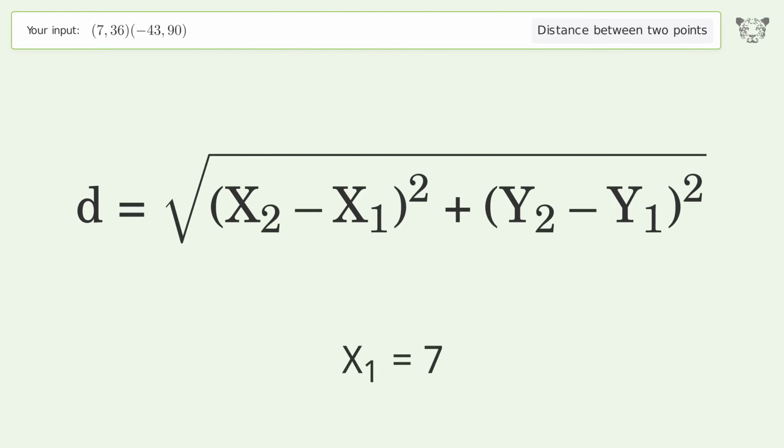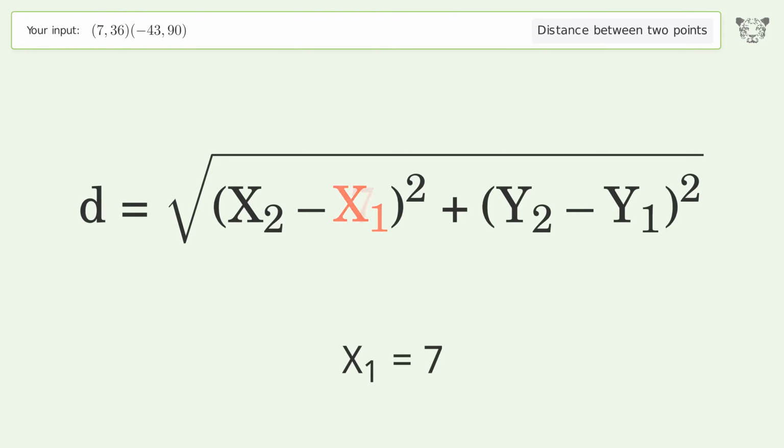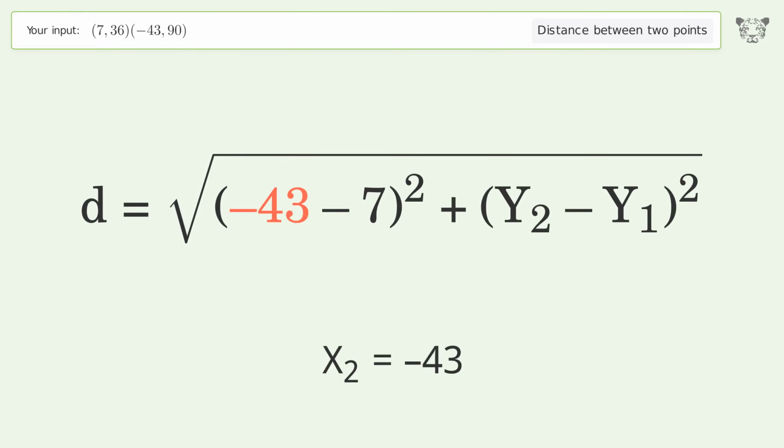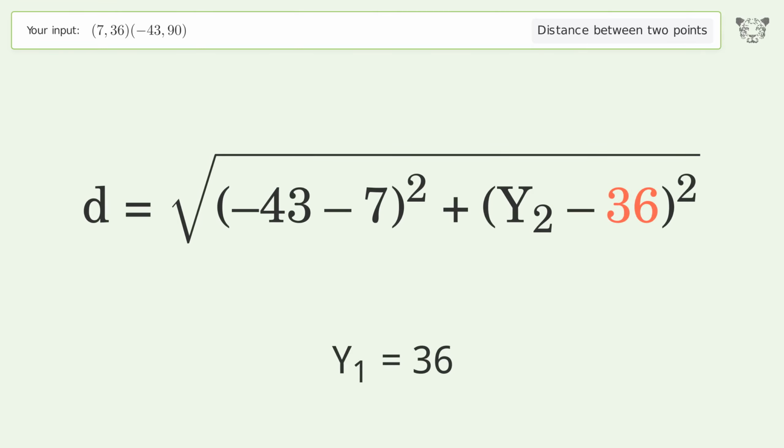x1 equals 7. x2 equals negative 43. y1 equals 36. y2 equals 90.